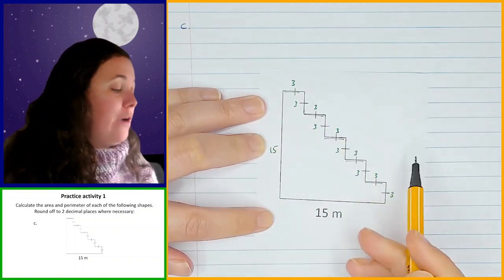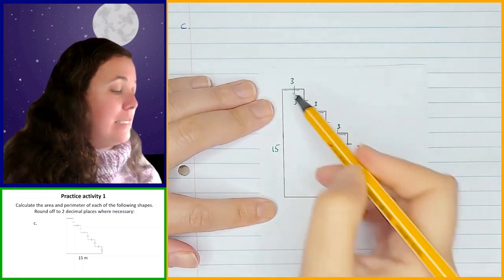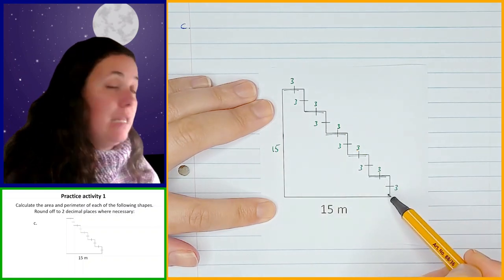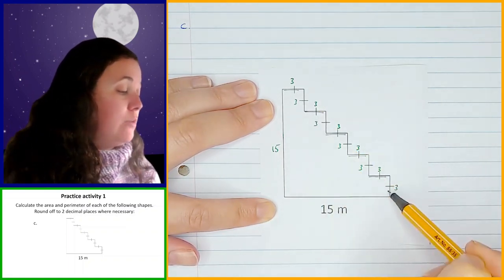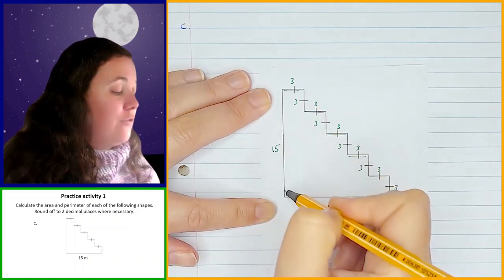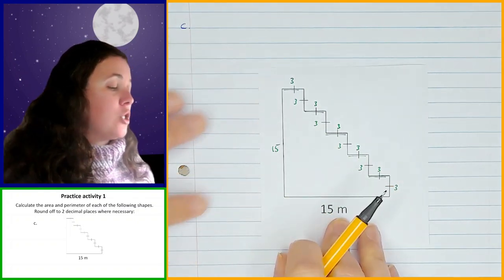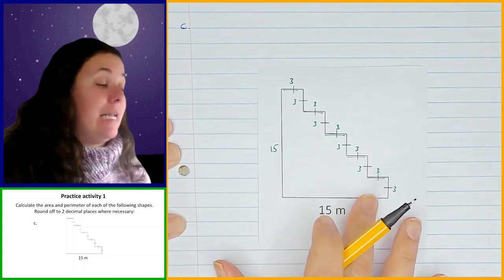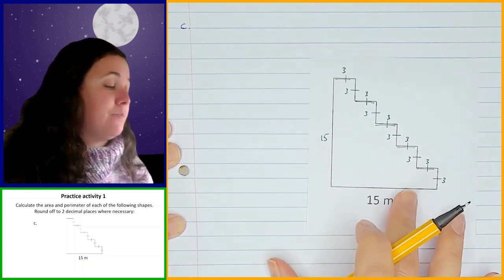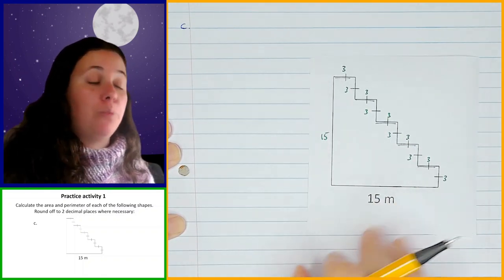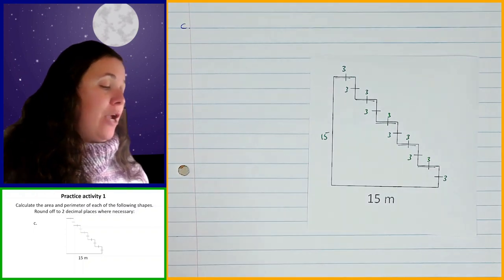So what you should have found is that the lengths of all of the short sides are 3, they're all equal to each other. And then this is 15 as well, which makes it the same as that side over here. So that's all the missing lengths that we weren't given. Now we're going to use that to help us work out the area and perimeter.